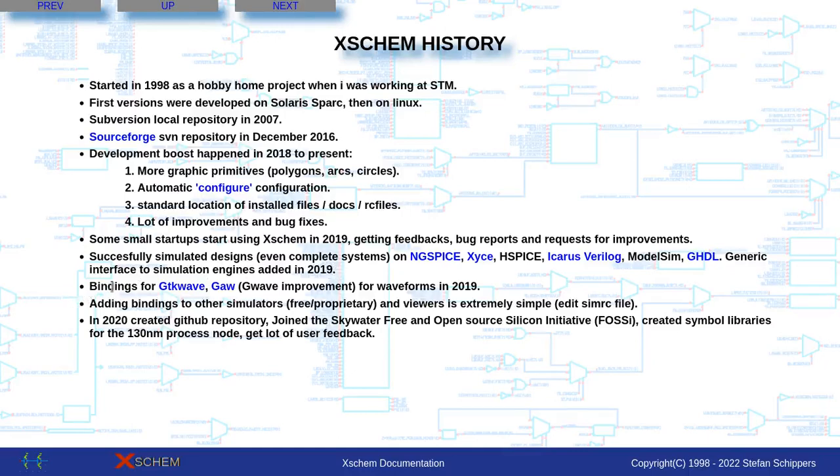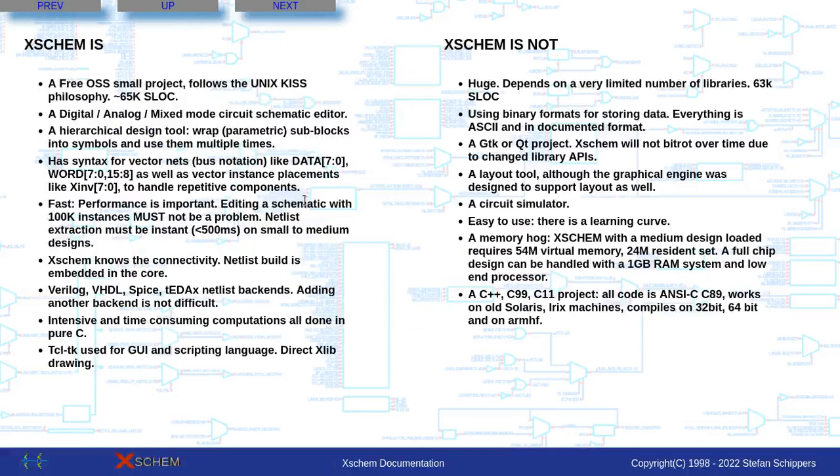Also, bindings for waveform viewers like GTK Wave and GAW were added, and in 2020 I created a GitHub repository and joined the SKYWATER free and open source silicon initiative, created symbols for the process node, and got lots of user feedback. What is Xschem and what is Xschem not?